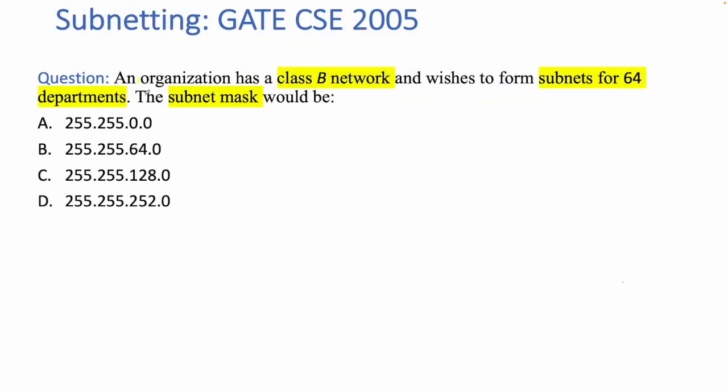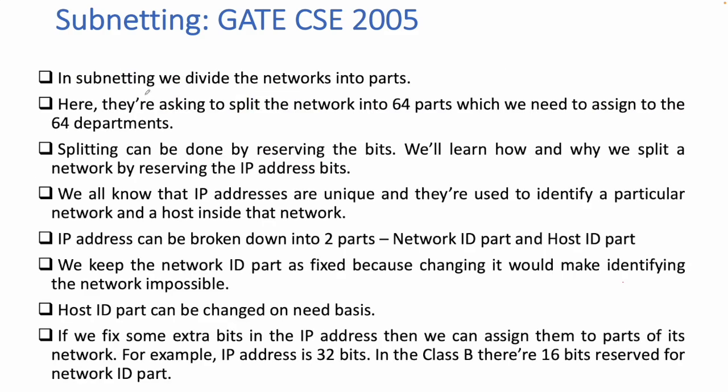An organization has a Class B network and they wish to form a subnet for 64 departments. What would be the subnet mask? So let's see. In subnetting, we divide the network into parts. Here they are asking to split the network into 64 parts, which we need to assign to different departments.